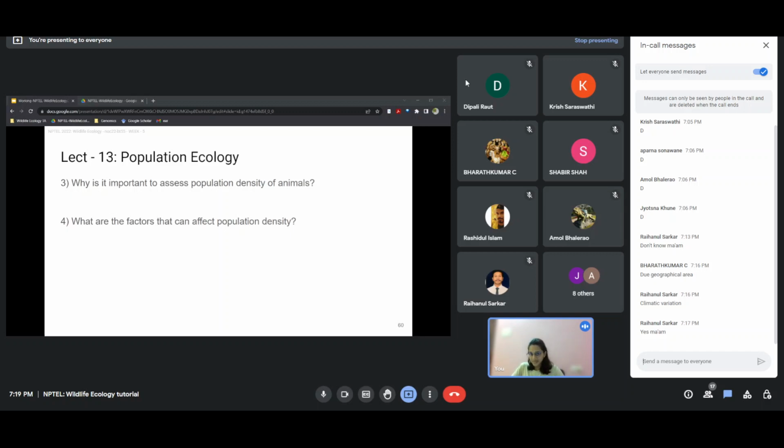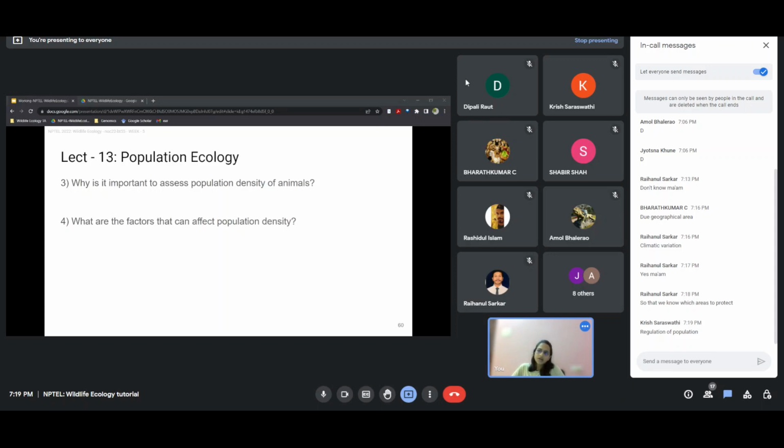Just for fun, why are we assessing population density? It gives an idea about the increasing or declining population, and also gives an idea about the availability and utilization of resources. Sure, yes, that is a very valid point. Regulation of population. Okay, Ranul says, do we know which areas to protect?